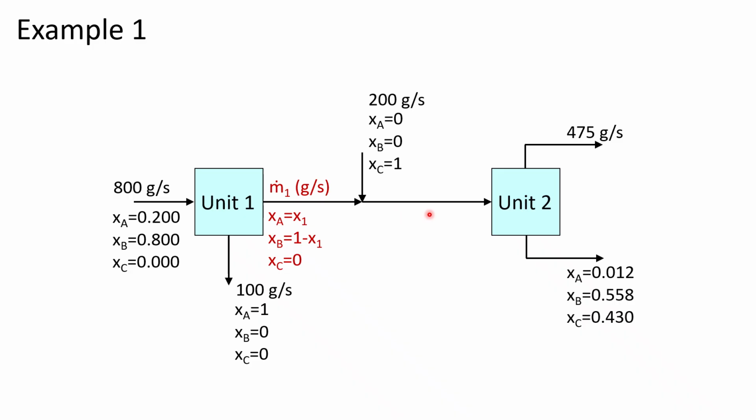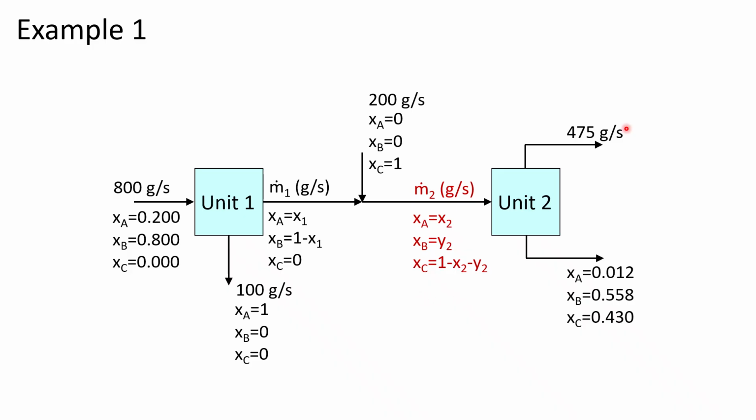Let's move on to the stream that's produced after the mixing point. This stream now is fully labeled. It has a flow rate, which we're going to represent by the variable m2. It's unknown. The mass fraction of A we're going to denote as x2. The mass fraction of B we're going to denote as y2. And the mass fraction of C we're going to denote as 1 minus x2 minus y2, since the mass fractions of A, B, and C have to sum to 1. This stream now is fully labeled.